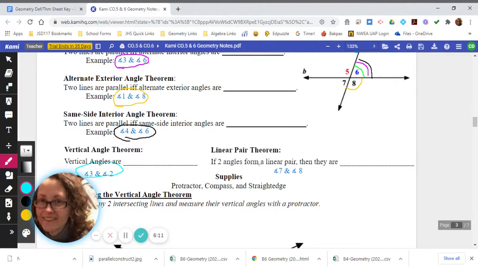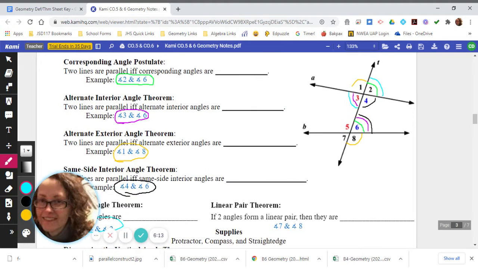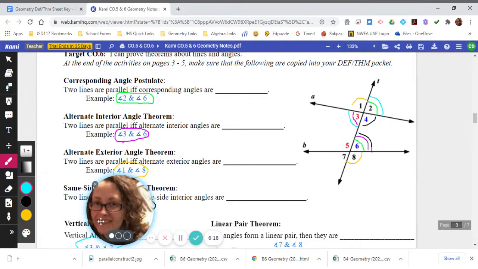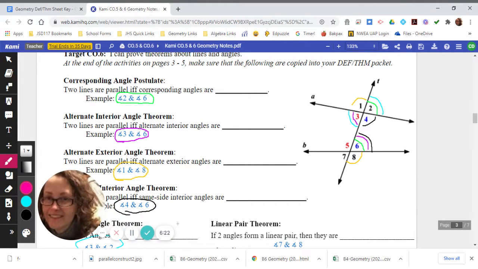And then linear pairs are going to be just like 7 and 8. Do I have one more color? One more color is pink.